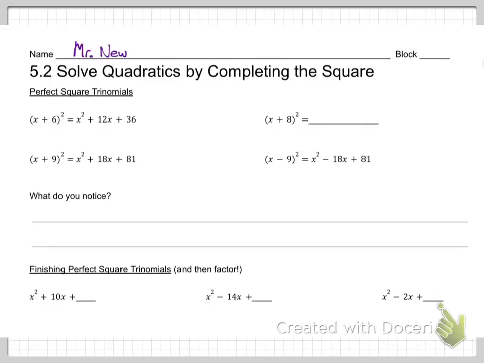Hey everyone, Mr. Newman here, and today we're going to learn about how to solve quadratics a different way. This is by completing the square.